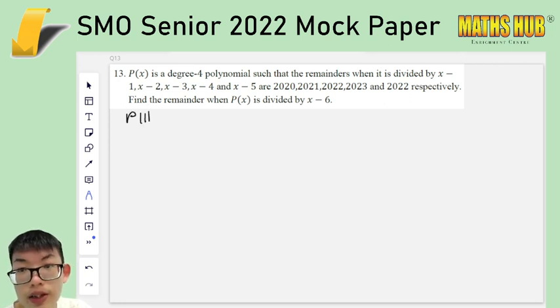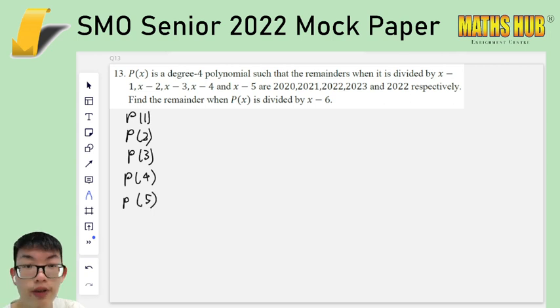P of 1, P of 2, 3, 4, and 5. And the values are going to correspond to those 5 that you see in a row. 2020, 2021, 2022, 2023, and back to 2022, which is a little bit odd at first glance.